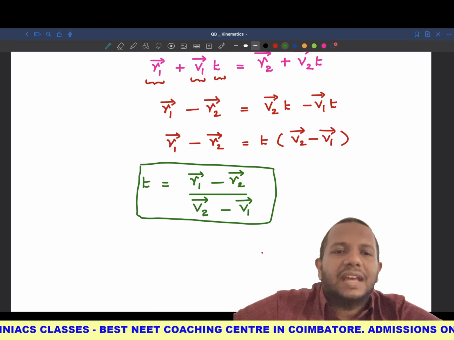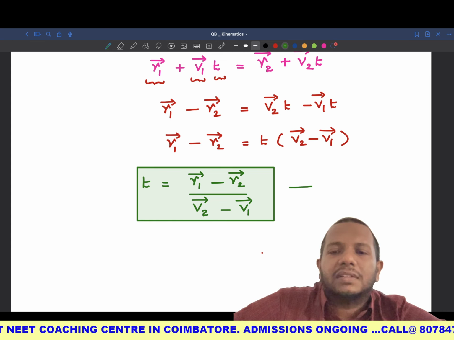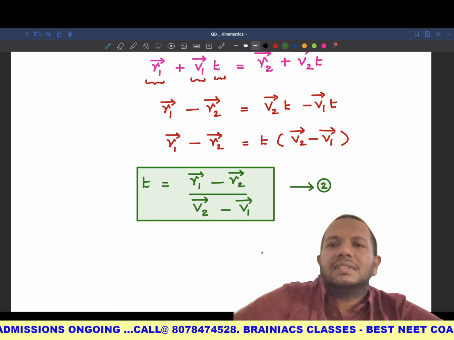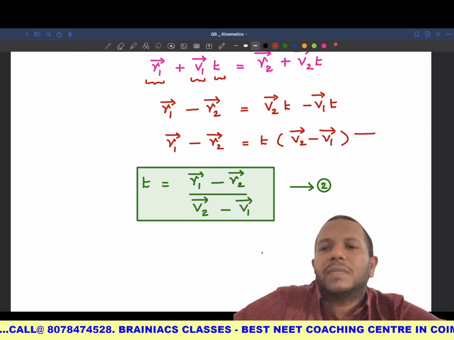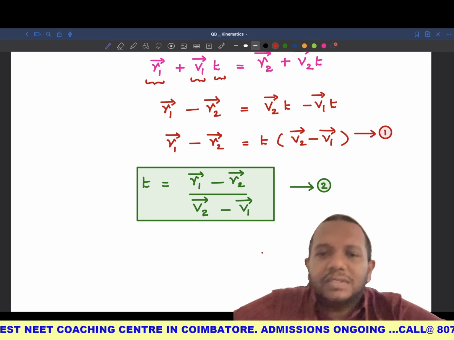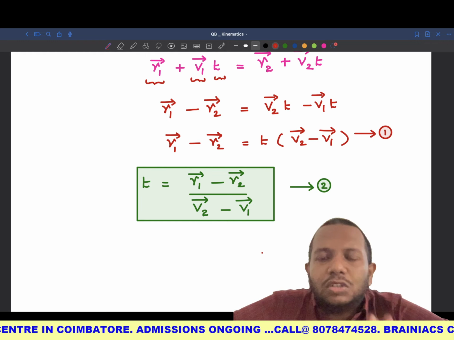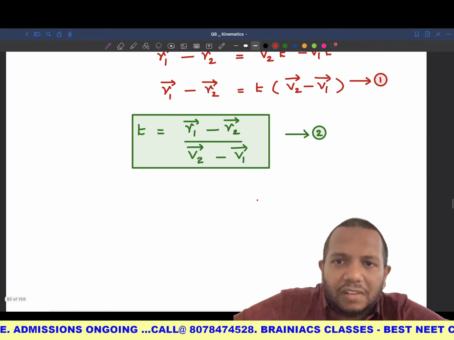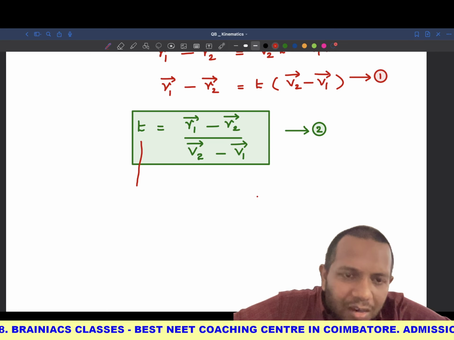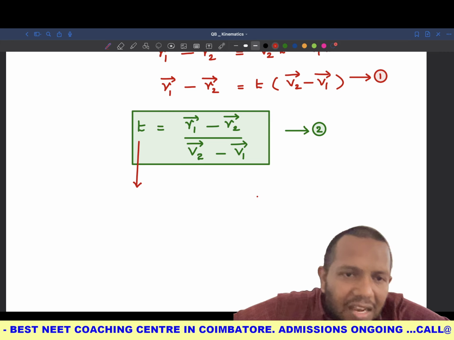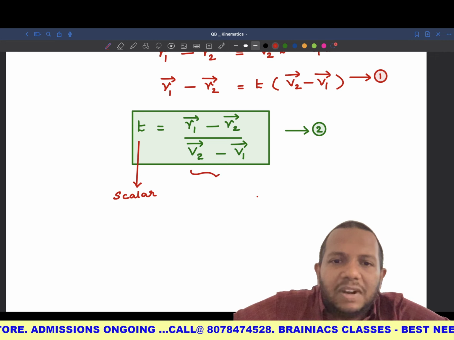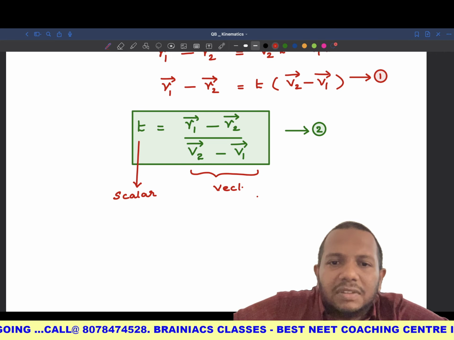Now let me mark this as my equation 2, and let me mark this as my equation 1. Since I could not find equation 1 in the options, what I am going to do is substitute this equation 2. But before that you should understand one more condition. That's why this question is very interesting. Here t is a scalar quantity. Time is a scalar quantity, we all learned. But the term given here is a vector term.